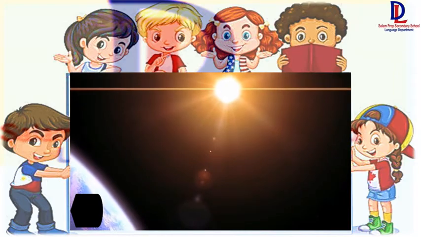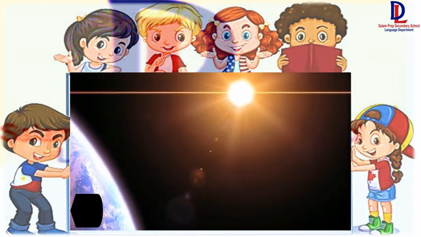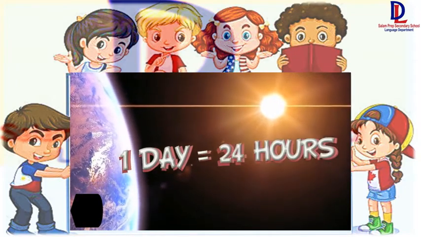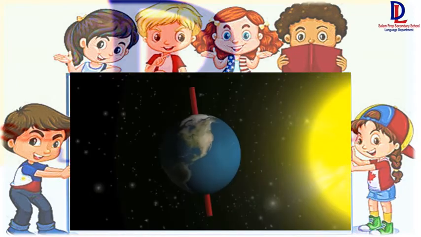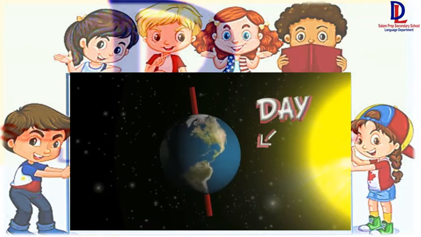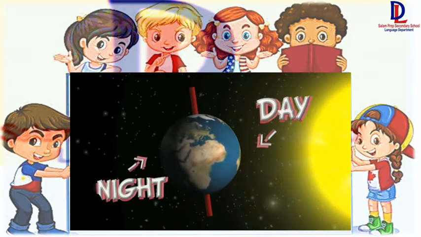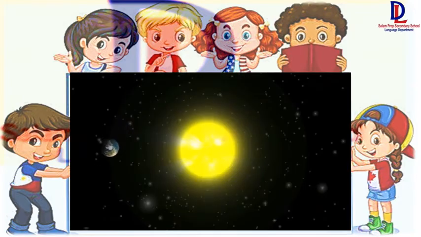Think about it for a second. One day, day and night together, lasts 24 hours too. So the movement of rotation causes day and night. Interesting, right? Now let's see the movement of revolution.